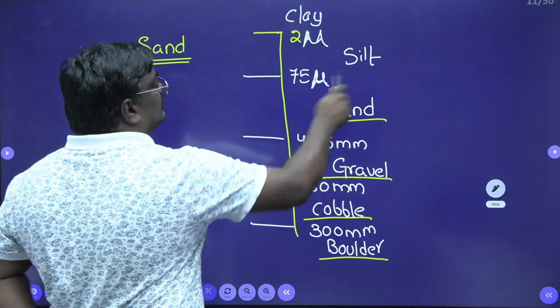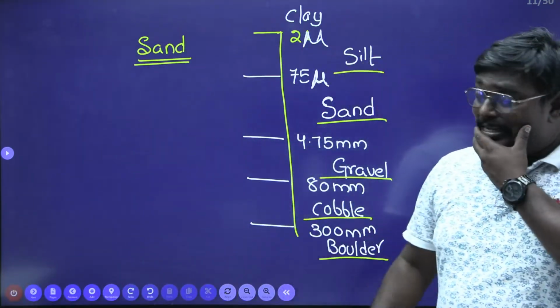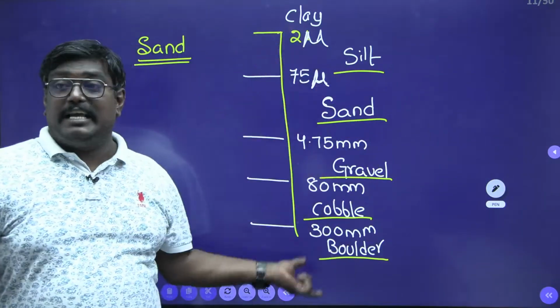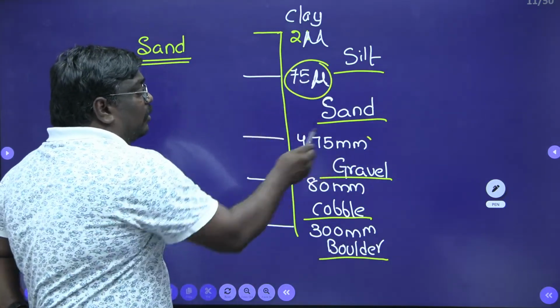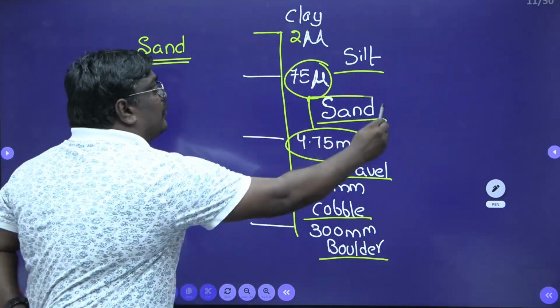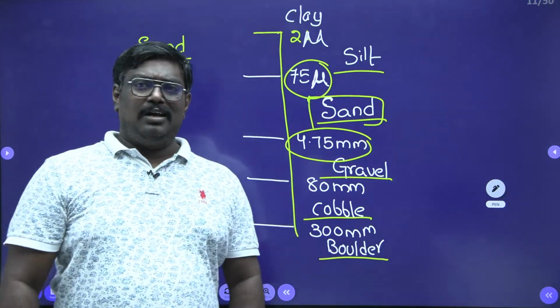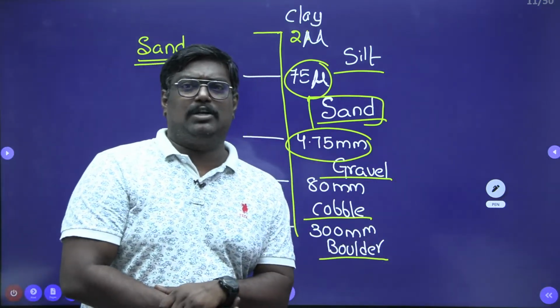So here what I would like to tell you, my dear students, is that based on the size also you should know this table. If you don't know that between 75 micron and 4.75 mm is sand, if you don't know this logic, you cannot solve the problem. Agree, Srujana? Is this problem clear to you? Can you quickly respond in the chat box?